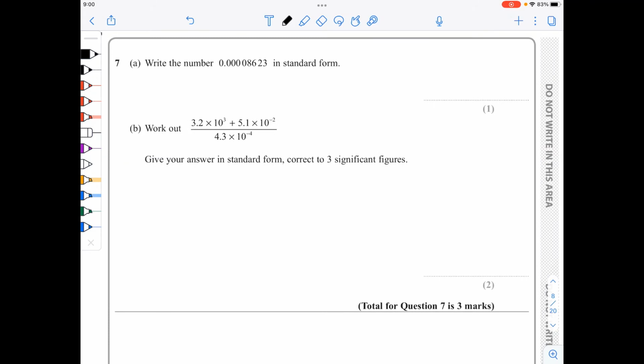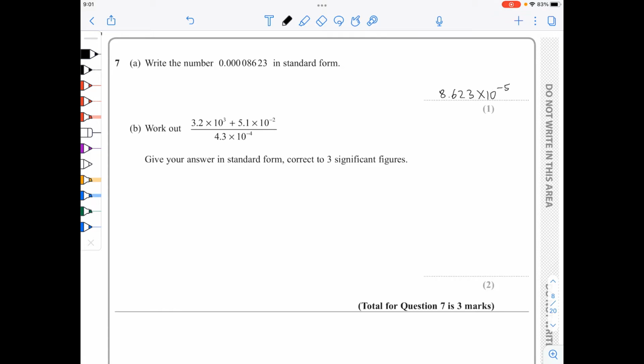Question 7, write the number 0.0008623 in standard form. Remember that in standard form we need to make the number between 1 and 10, so the decimal point needs to move 1, 2, 3, 4, 5 places to the right. So it's going to be 8.623 times 10 to the negative 5.